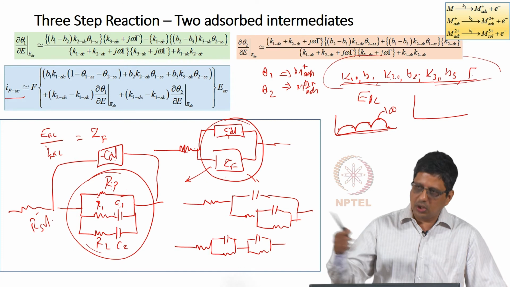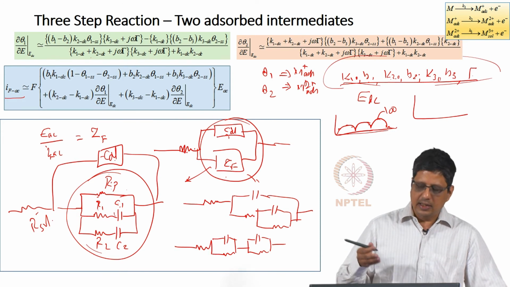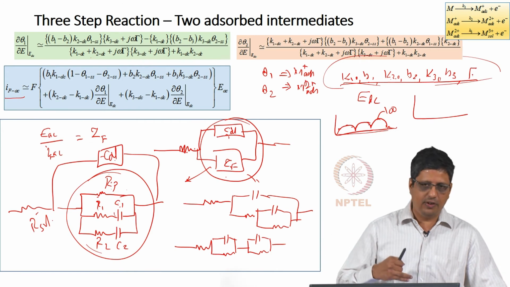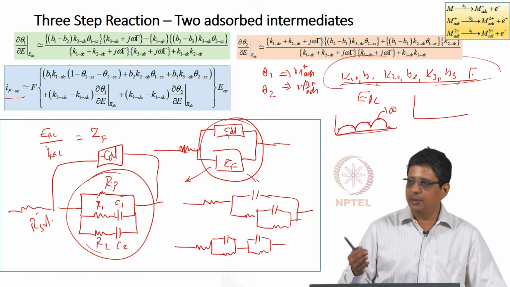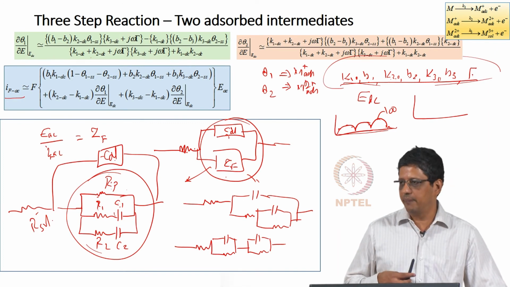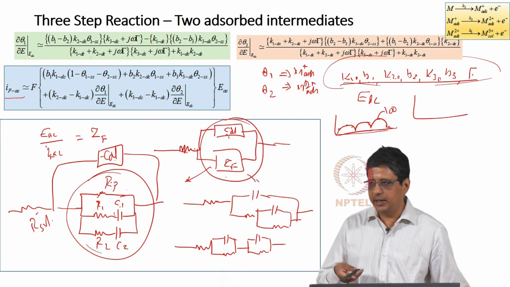So, you can't just look at the total number of parameters and say I have 7 parameters for kinetics, 1 parameter for CDL, 1 parameter for solution resistance, therefore, I have 9 parameters in total. If I give 100 points, I can do the regression and get the solution. That is not correct. Maybe I will give a more concrete example later.